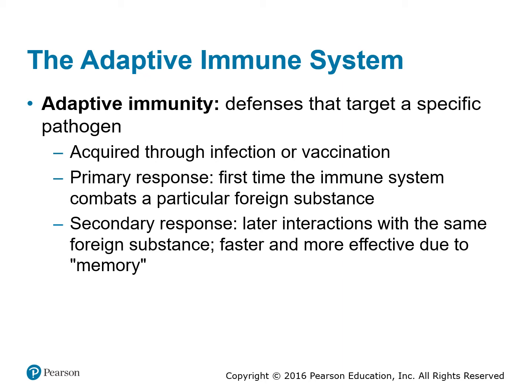Your adaptive immune system gets deployed when, for example, you've contracted an infection or if you get vaccinated. In either case, your adaptive immune system is going to help you build immunity against that pathogen. The first time you contract an infection, we refer to that as the primary response. And the primary response is going to be much slower compared to your secondary response.